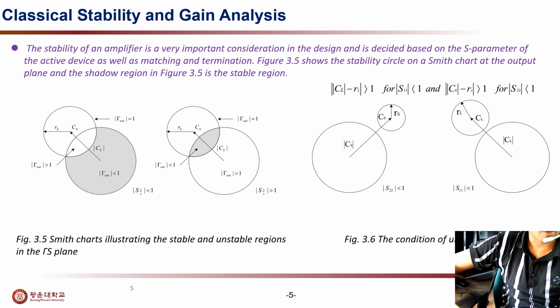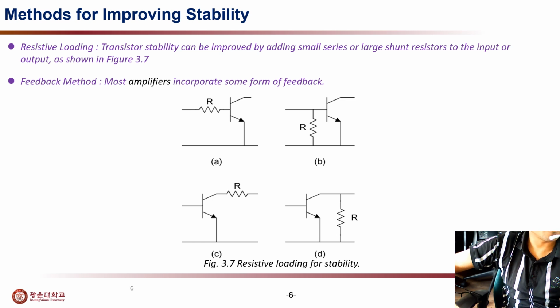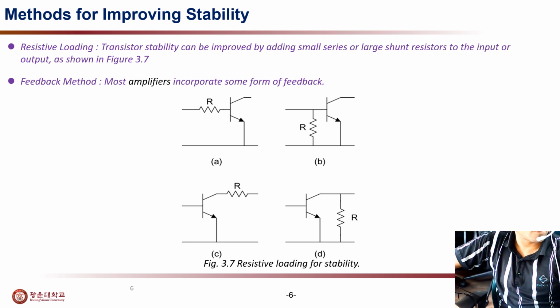Next I will discuss the methods for improving stability. There are two methods for improving stability: resistive loading and the feedback method. Transistor stability can be improved by adding a small series or large shunt resistance to the input or output, as shown in figure 3.7.